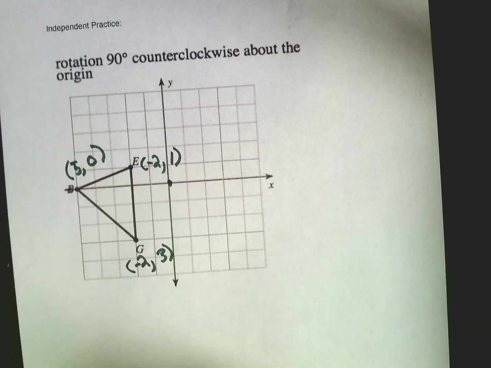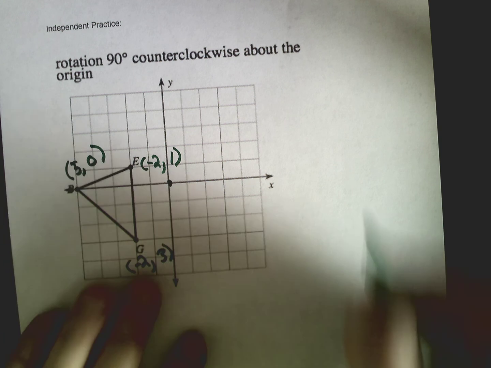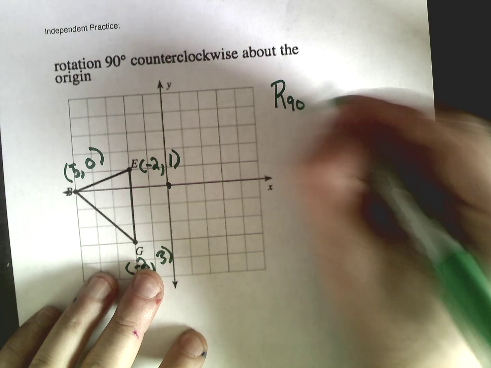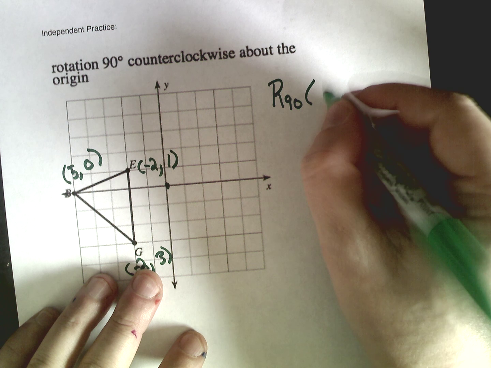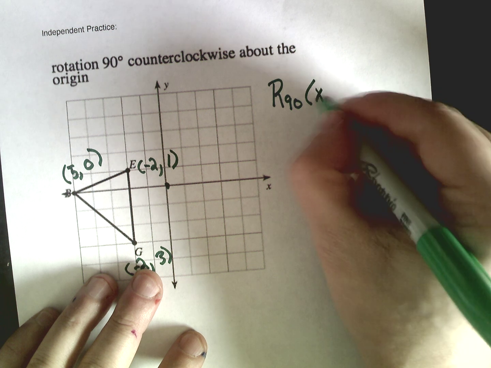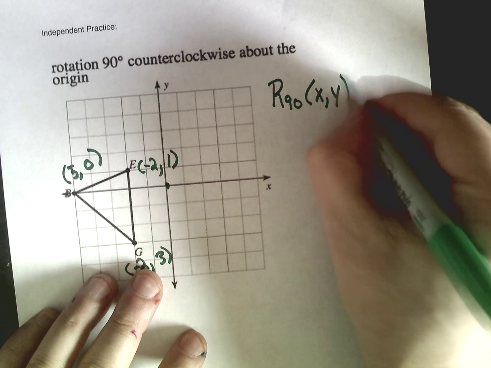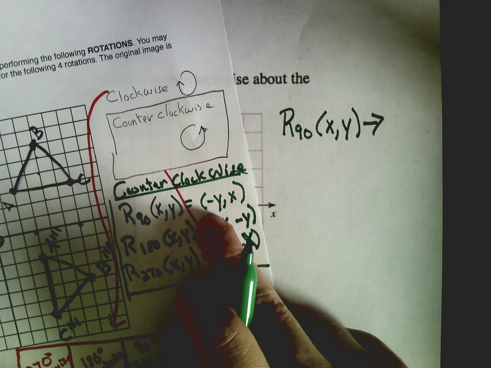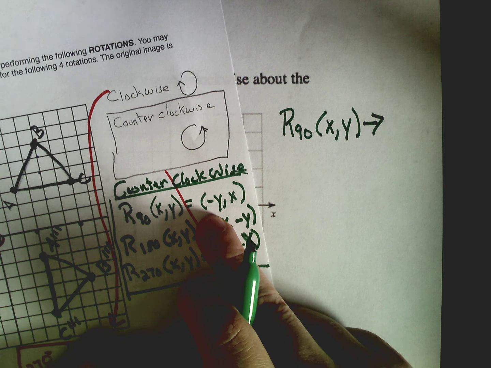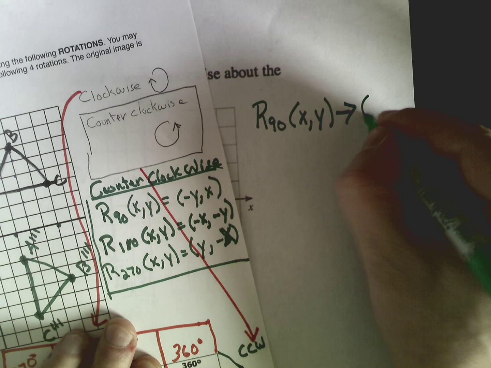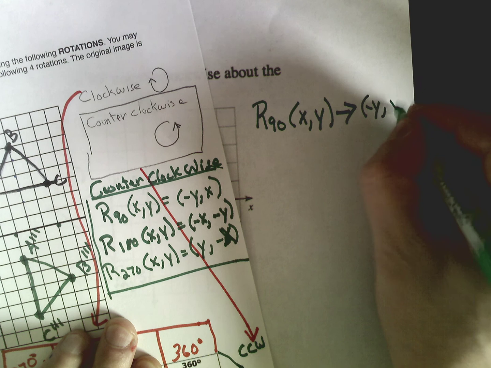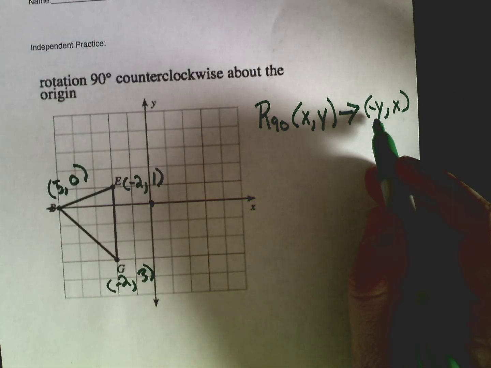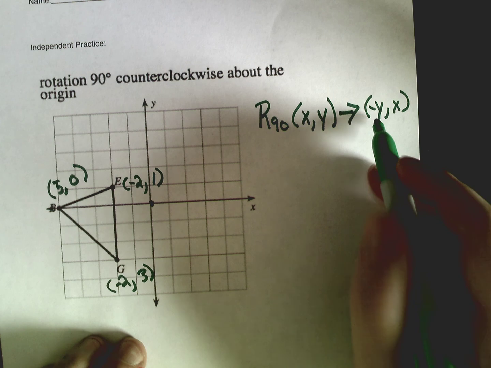So I have a rule for rotation of 90 degrees. I take X, comma, Y, and I do something to it. From the rules I listed here, I'm doing -y, comma, x. So I switched them, and I change the sign of the first one. Okay, so let's list these points.